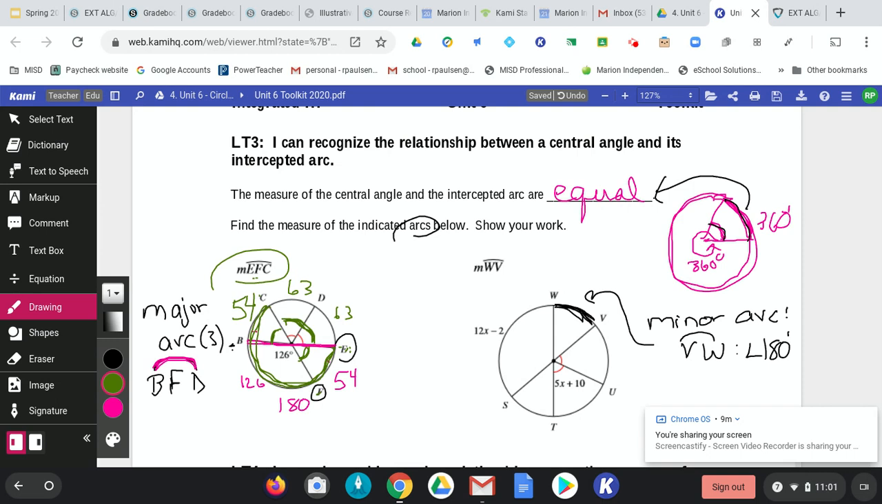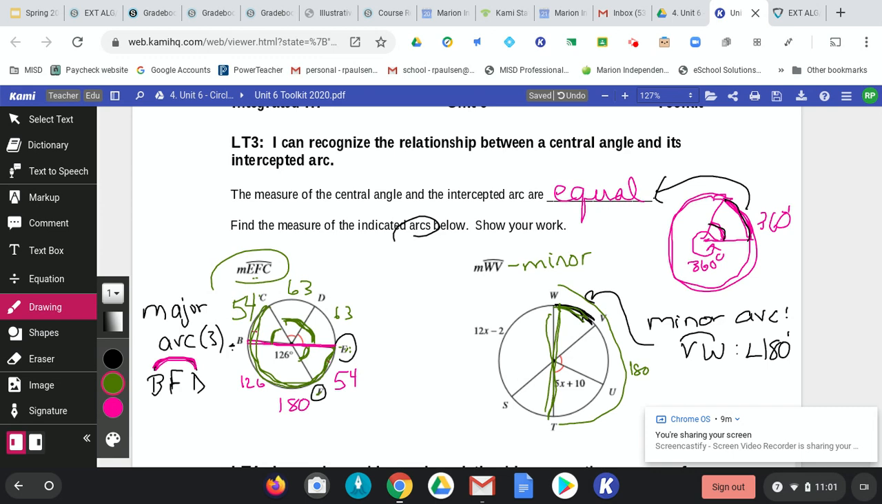This one, because it only has two letters, wants you to tell the shortest distance from V to W. So it's actually this one in here. And again, we have a diameter here, so I know that this distance is a total of 180. And so I can set up an equation in here to find some things on that one.